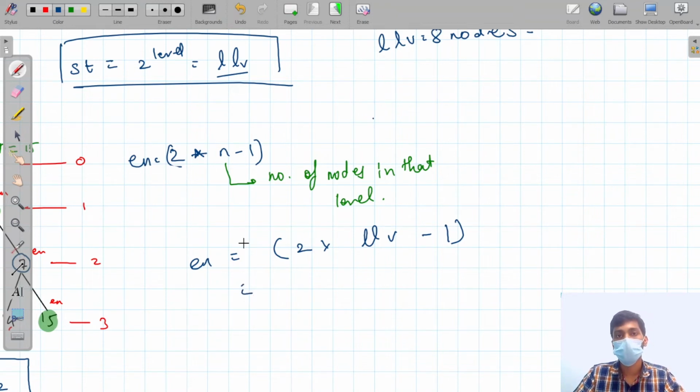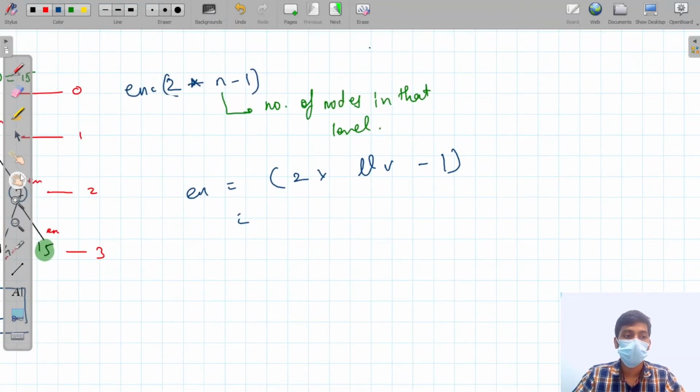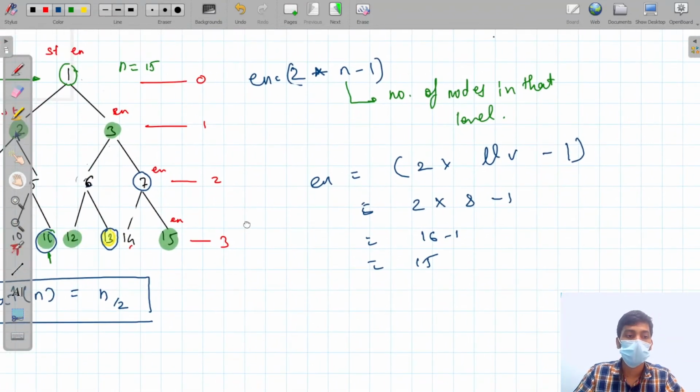I know this is getting a bit confusing, but if you just go back and watch this again, then you will be able to understand. It is nothing but a simple formula derivation, and I guess you will be able to derive this on your own. So here it is 2 into last level, which is 8, minus 1, that is 16 minus 1, which is going to be 15. So here the ending point is going to be 15.